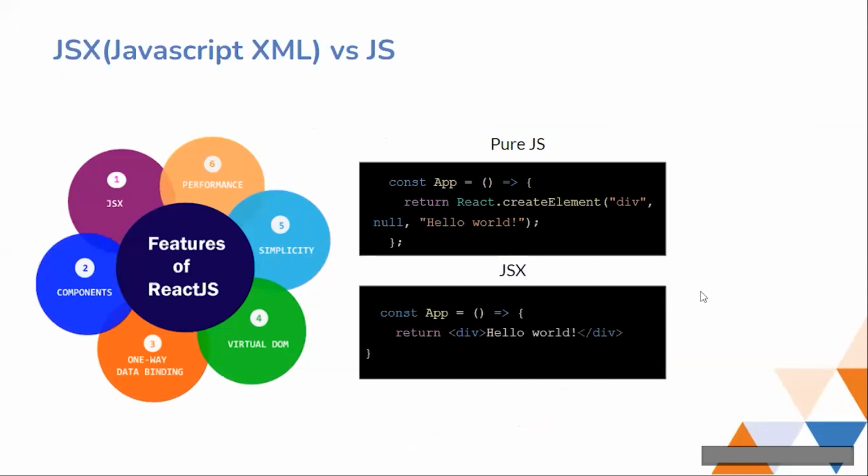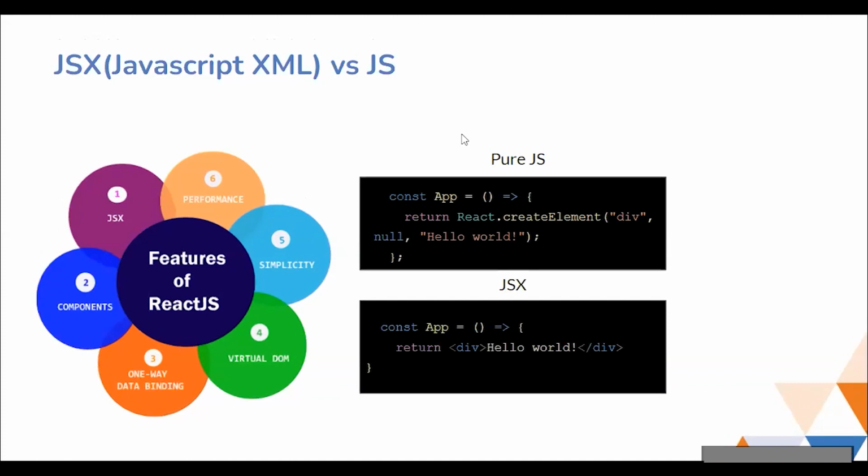So what is JSX first of all? It's JavaScript XML. So what is XML? It's an HTML-like markup language, which we use to create different components of a web page. So in pure JS, we have to write React.createElement and then div, and then the element we want to be printed on the browser.